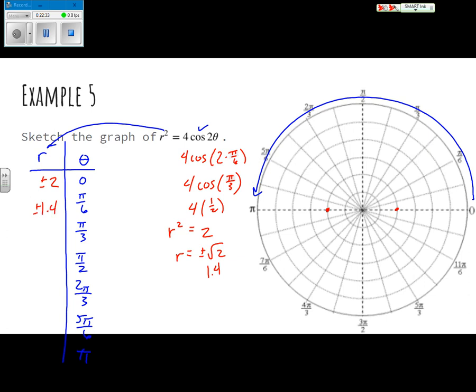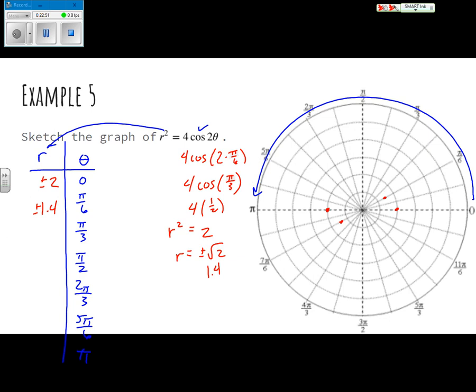I've already got 4 points. I think I'm going to have a pretty good idea of what this is going to look like. So now I didn't plug in pi over 3. I plugged in pi over 6. So 1.4 would be like here. And negative 1.4, I'm going to go this way. Back right here.